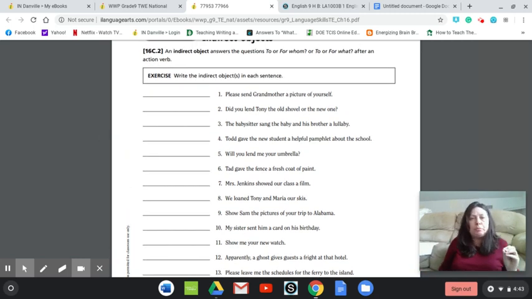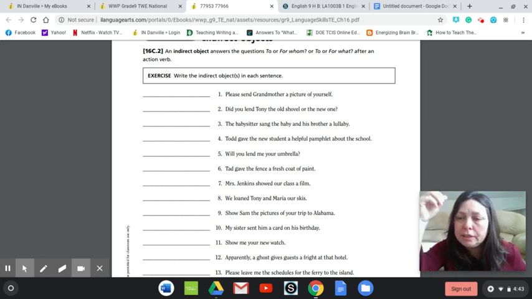Simply find the verb and ask to whom, for whom, or to what, or for what. All right? Go ahead and do that. You can pause this now so that you can take some time to do that because I'm about to go over it. Okay, you should have finished 1 through 19. So let's go over them.